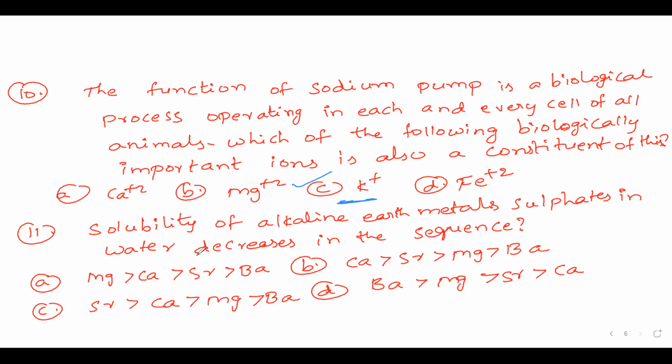So magnesium sulfate is more soluble in water when compared to calcium sulfate, strontium sulfate, and barium sulfate. Barium sulfate is almost insoluble, that is sparingly soluble in water. So the answer is the first option. Please note this order, very, very important. Next question.